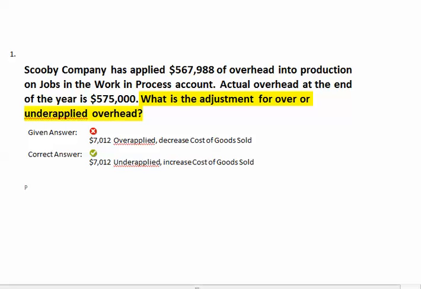What is the adjustment for over or underapplied overhead? So we're going to be looking at some kind of an adjustment, whether it be how much is being applied or if we're clearing out the balance, I don't know yet. So we're going to have to read it.